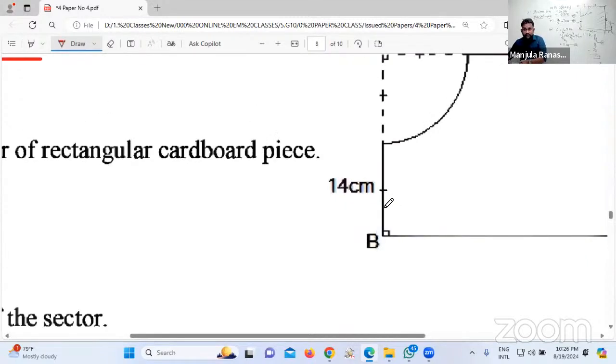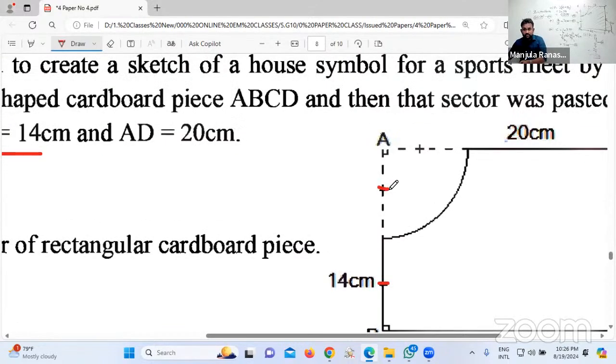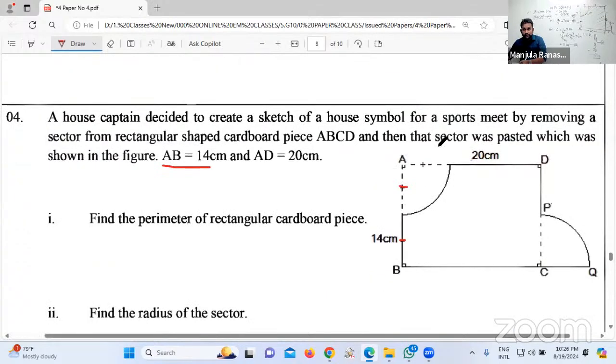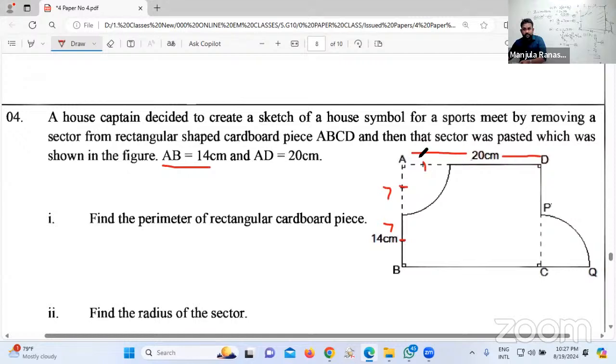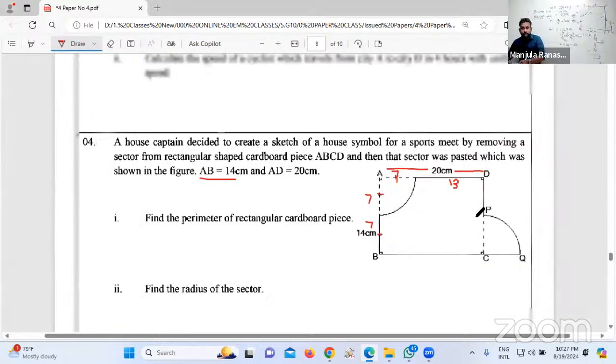So now you can see that the two parts are equal. This is equal, this is. And AD is 20. AD means this total 20. Then here also equal. 14 equally divided, here 7, here 7, and here the radius. Then here part 7. That is why I got here from 20 subtract 7, 13. Understood?